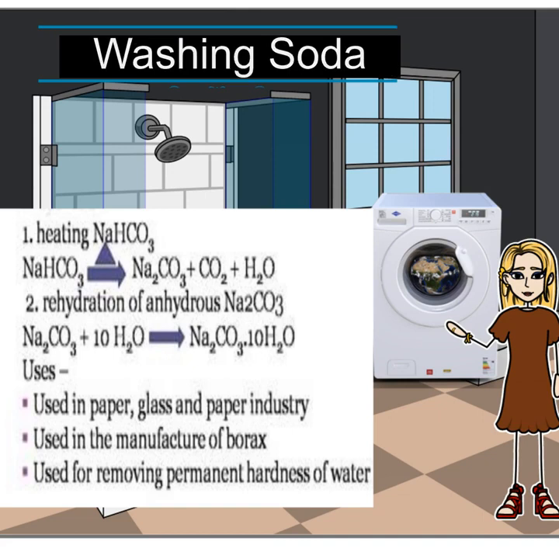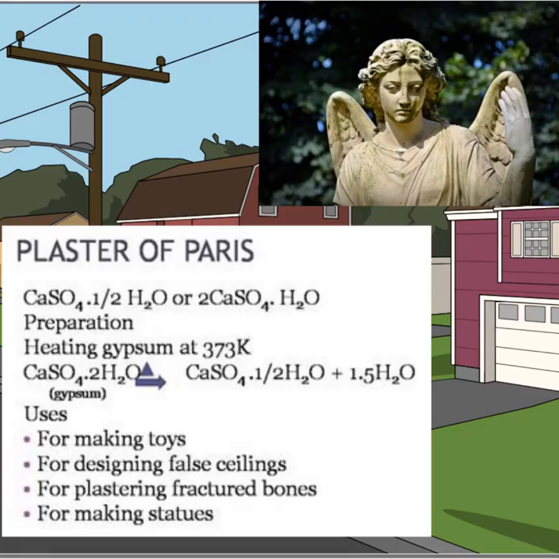Plaster of Paris, calcium sulfate hemihydrate, CaSO4·½H2O. Preparation: heating gypsum at 373 Kelvin. Uses: for making toys, for designing false ceilings, for plastering fractured bones, for making statues.